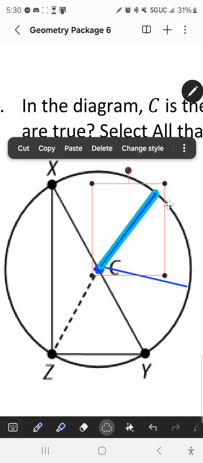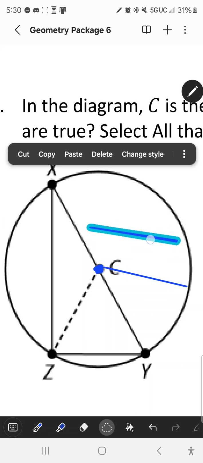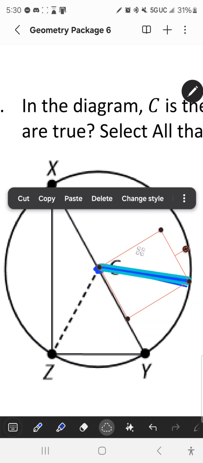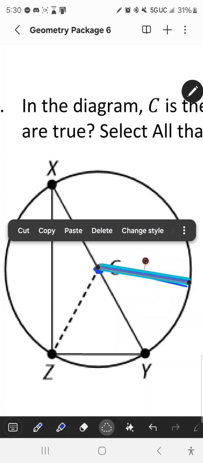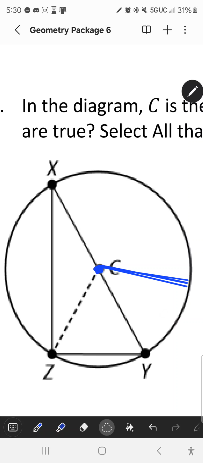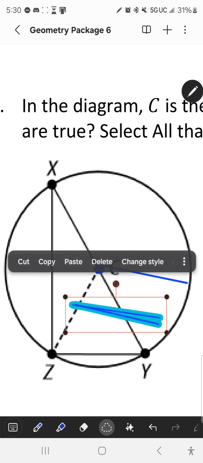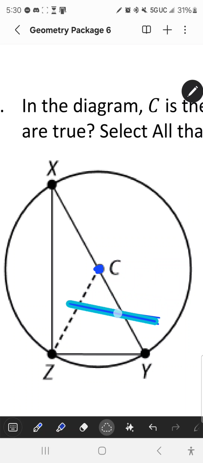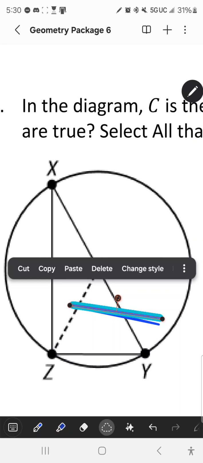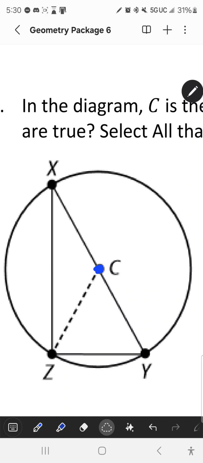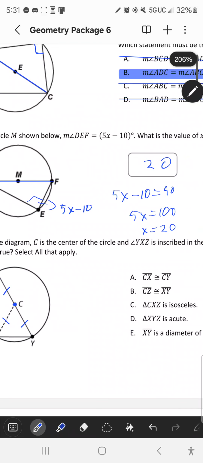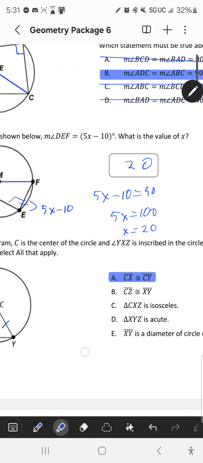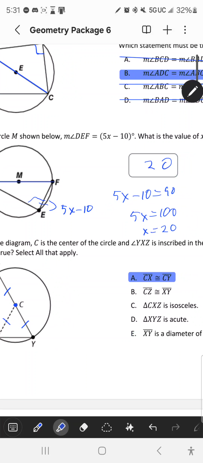Example. Let me take this. One, two. Okay, they all have the same measures, just that I'm dumb sometimes. Yeah, there you can see more or less. So all the lines, I can say that this equals this equals this. So yes, CX is congruent to CY. Now CZ and XY, no.